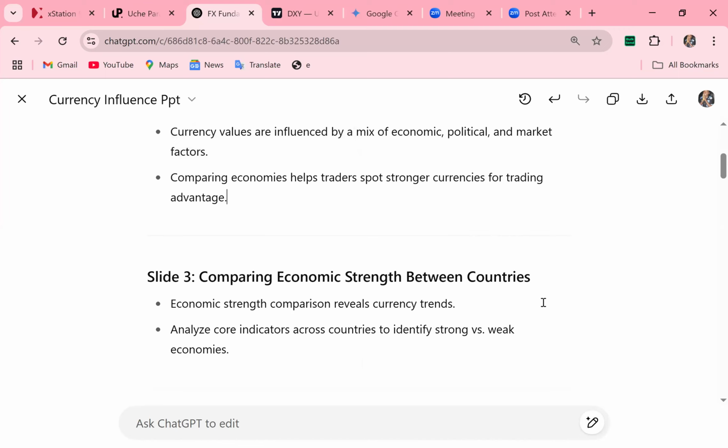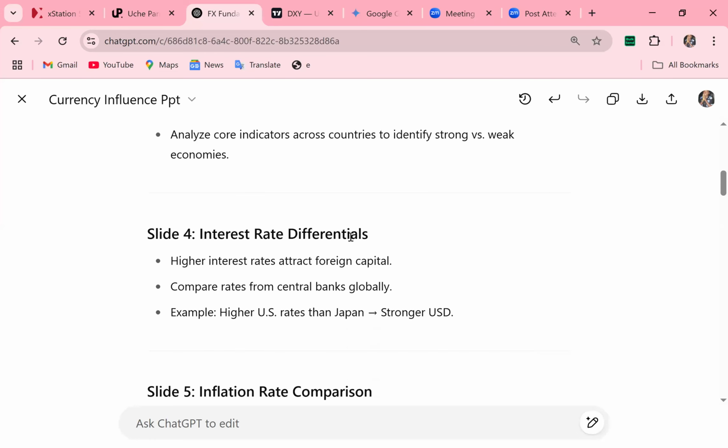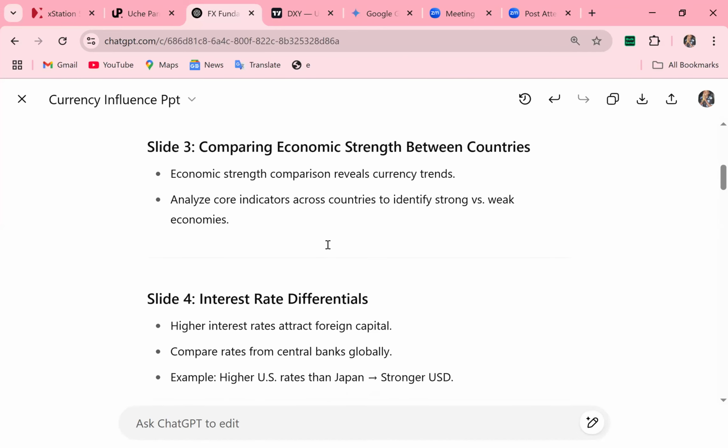So now the issue is how to compare those economic analysis or economic strength. So this note makes it easier for us how to do it, how to compare economic strength between countries. Then, because of the economic strength comparison, we review the currency trend. Then it will also analyze the core indicators across countries to identify strong versus weak economies. So now look at what weak economies means. It's also referring to weaker currency.